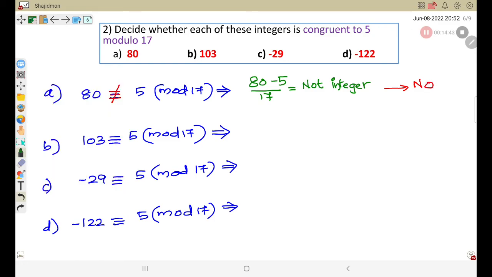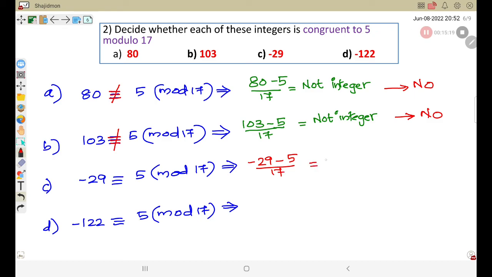Okay, now we will go to the second one. 103 congruent to 5 modulo 17. So we can check 103 minus 5 divided by 17. This is also not an integer, correct? It is not an integer. So again we need to update the symbol here. It is not congruent. Okay, so the answer is no.